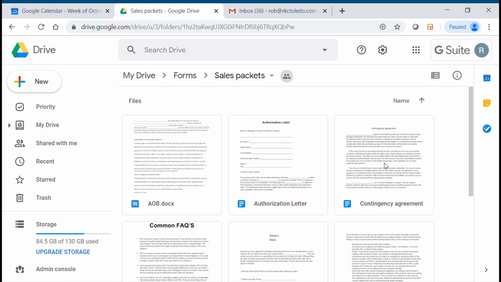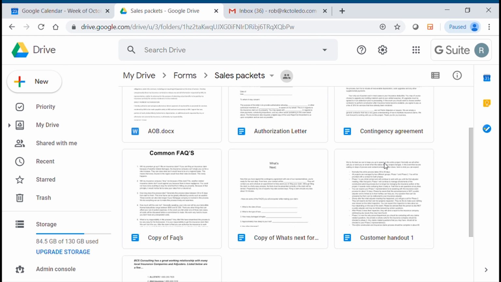The next form here is your contingency agreement, which is basically the contract between you and the homeowner, and it essentially says that whatever funds you're able to get from the insurance company, that's the amount of your contract. So having that crystal clear between you and your client is going to save you a lot of frustration later in the process. Super important.